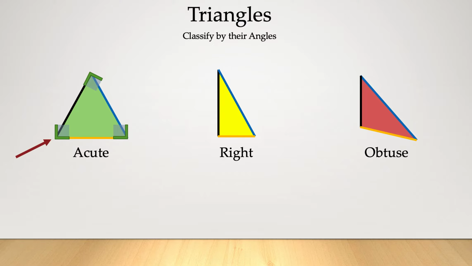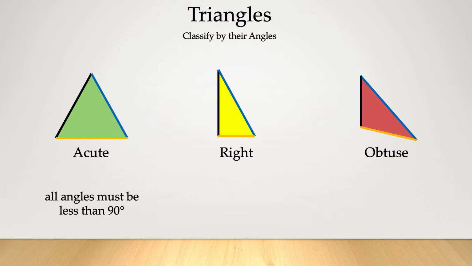Let's take a look at the vertex on the bottom left. As you can see, that vertex is less than that L shape, so that means that it is acute. Let's go around the triangle, and once again, the top vertex is less than that L shape, so that is an acute angle. And finally, let's take a look at the bottom right of the acute triangle. As you can also see, that is less than the L, so that is also an acute angle.